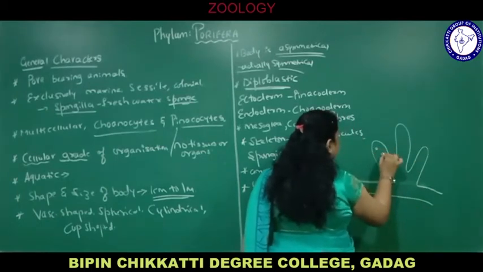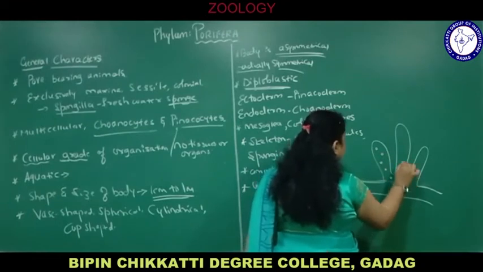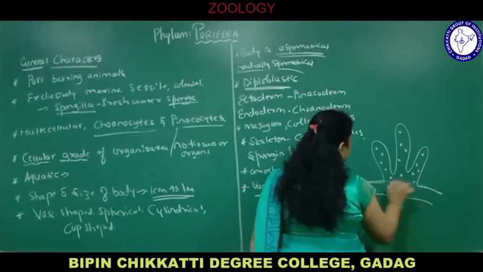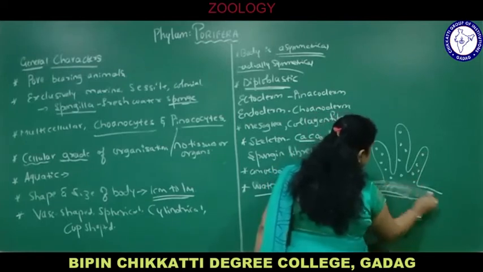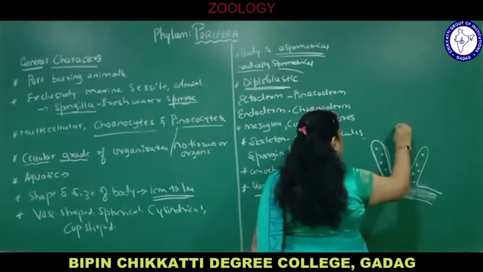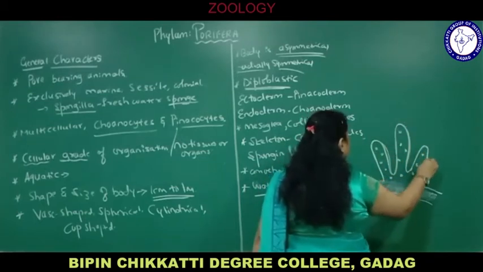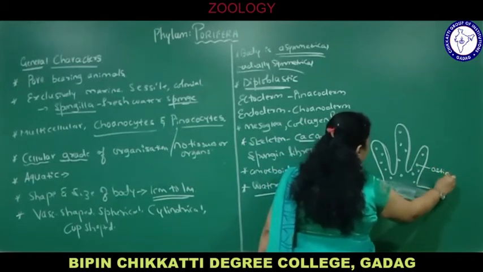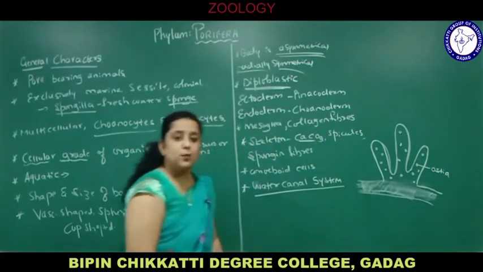Here the body is having numerous pores or holes called ostia. This is the substratum. Okay. Now these small pores are called ostia. Ostia is the hole or the pore.